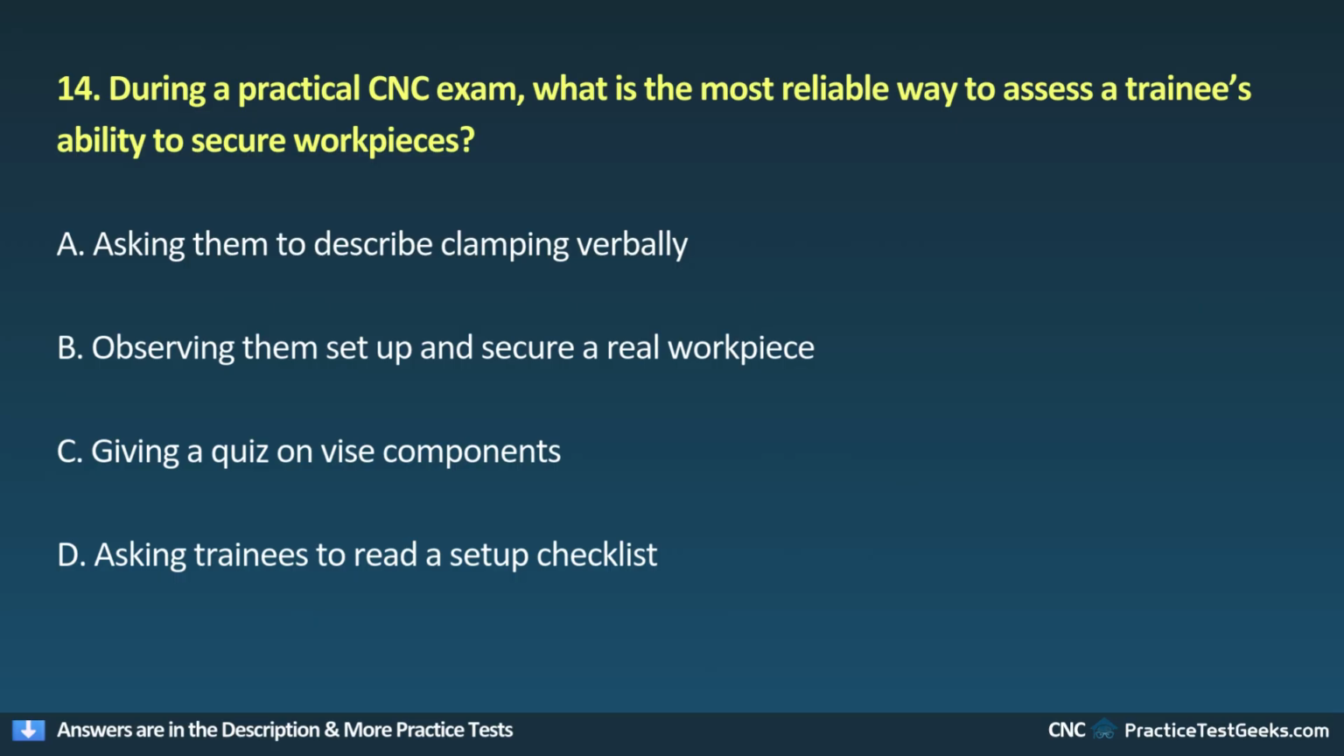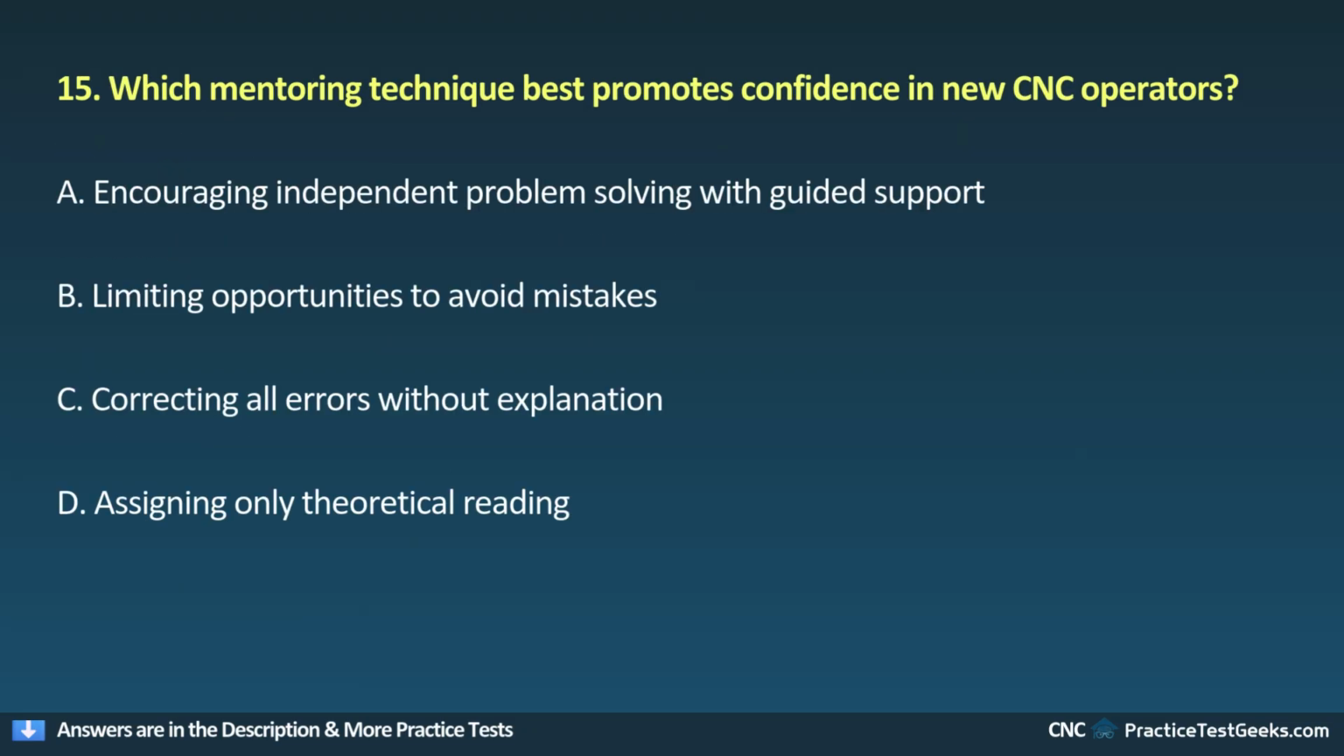14. During a practical CNC exam, what is the most reliable way to assess a trainee's ability to secure workpieces? A. Asking them to describe clamping verbally. B. Observing them set up and secure a real workpiece. C. Giving a quiz on vice components. D. Asking trainees to read a setup checklist.